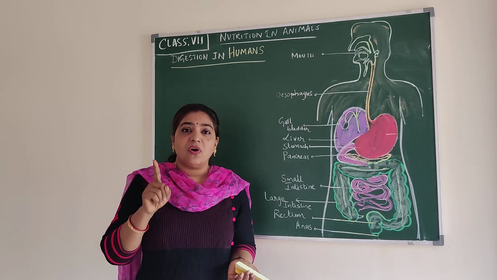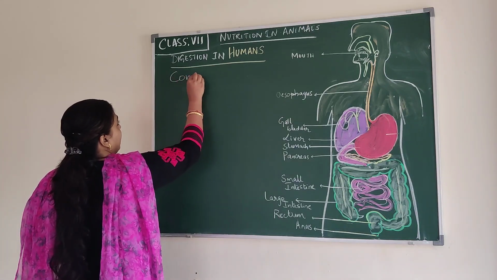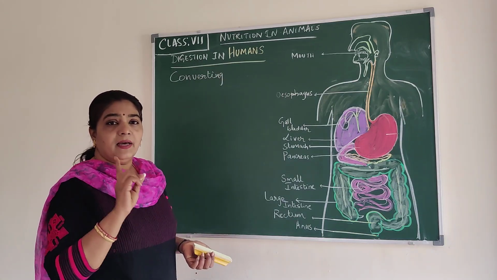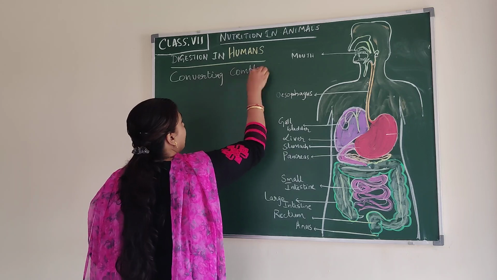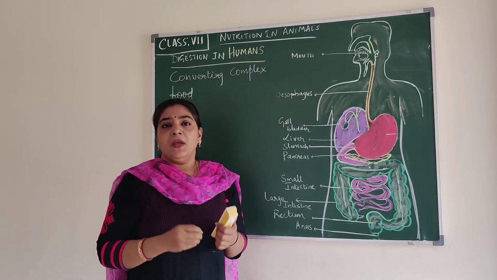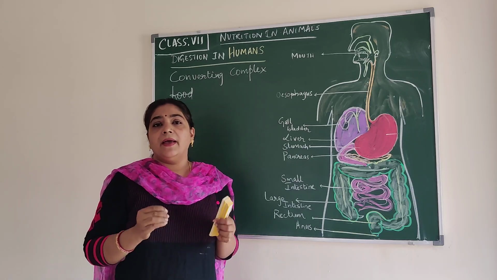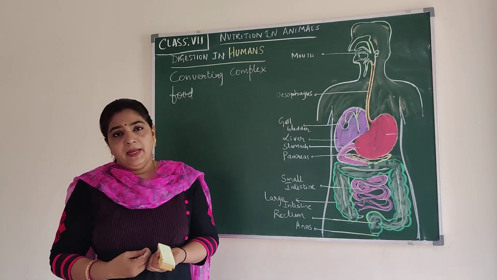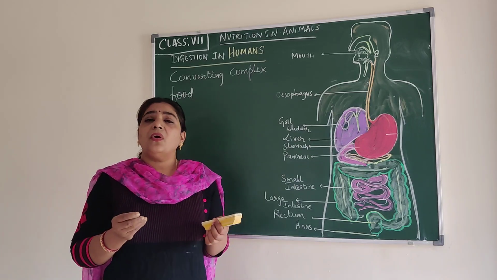It is a process of converting, converting what? It is converting the complex food. Now, what is this complex food we are eating? Complex food here includes all the carbohydrates and all the proteins and the fats that we include in our daily diet, like whatever we eat, whether you are eating rice, chapati, ragi, they are all complex food.